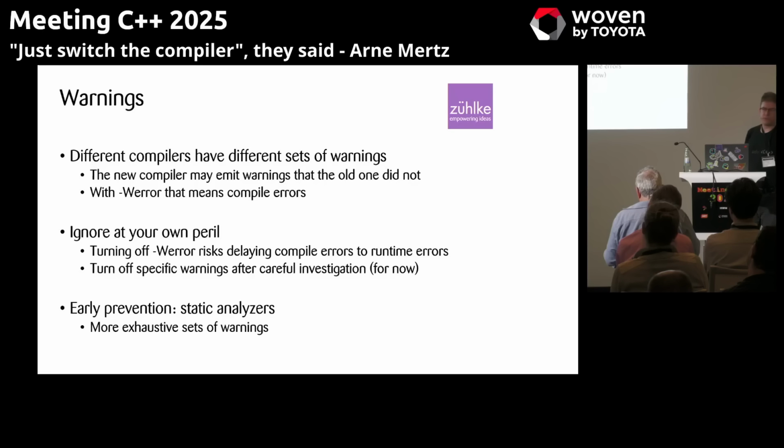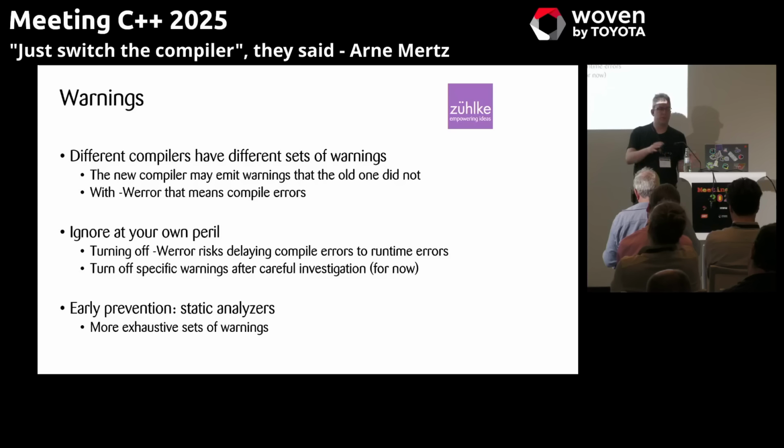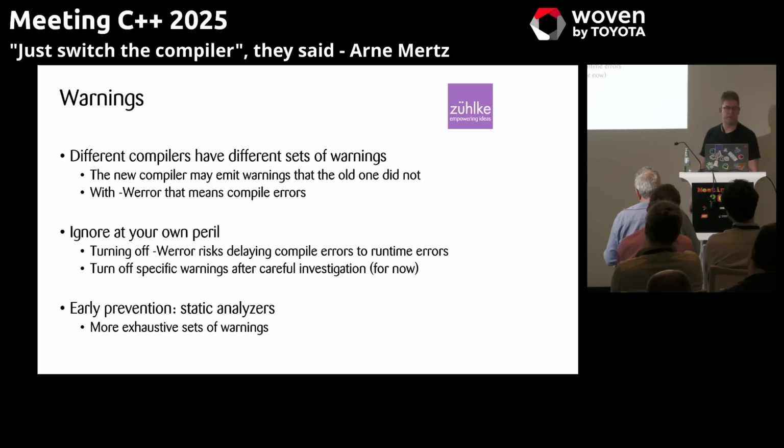Warnings. Your compilers have different sets of warnings. If you hopefully build with -Werror, that can mean you suddenly have a lot of compile errors. Please get rid of those warnings, and not by ignoring them. Because turning those off is usually just a recipe to get those errors later, because you have bugs in your code. If you're using static analysis way before you start switching the compiler, it will point out many of these things that will be questionable in new versions.